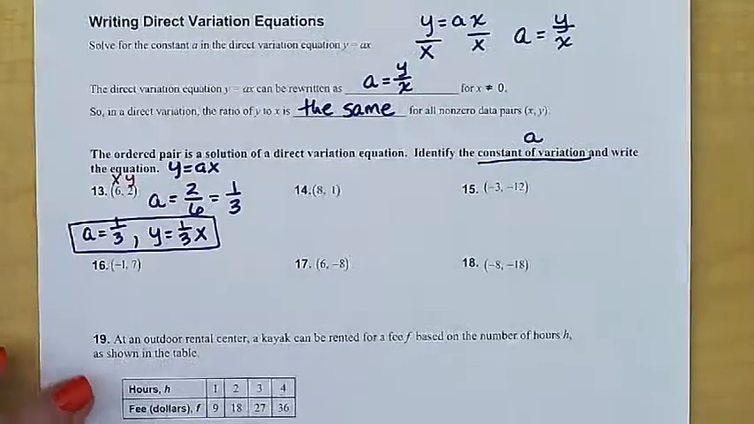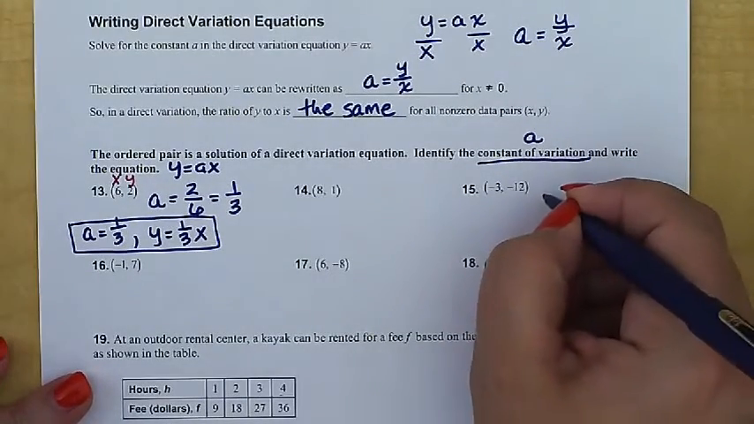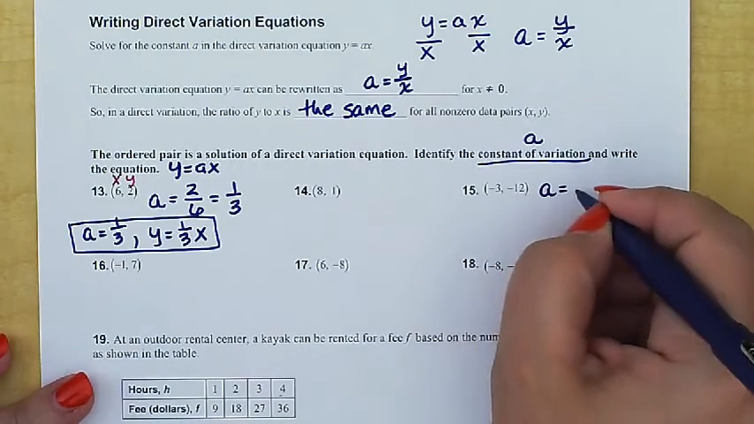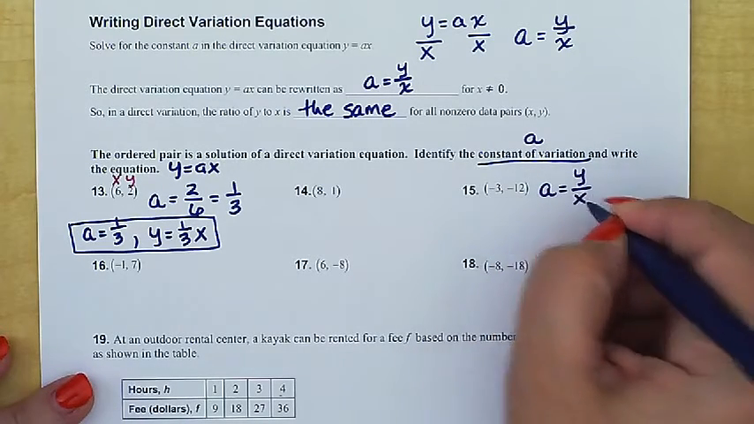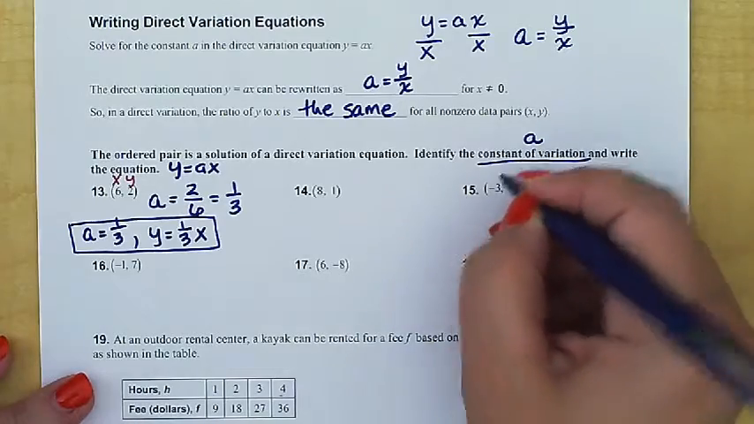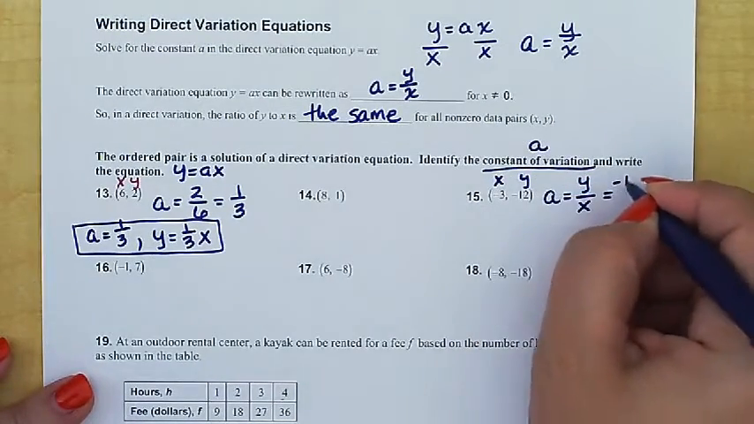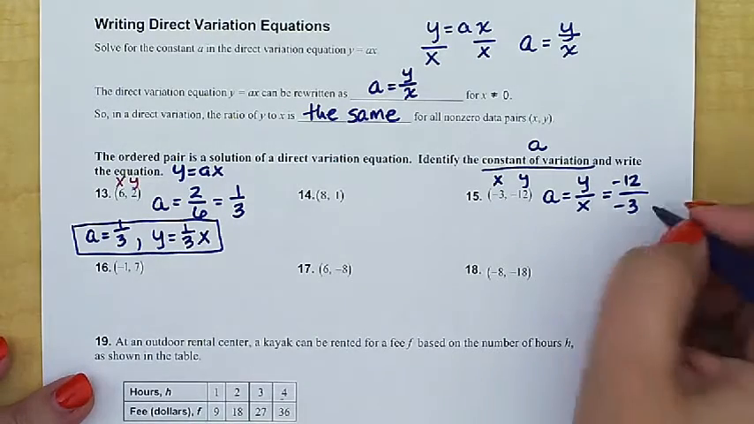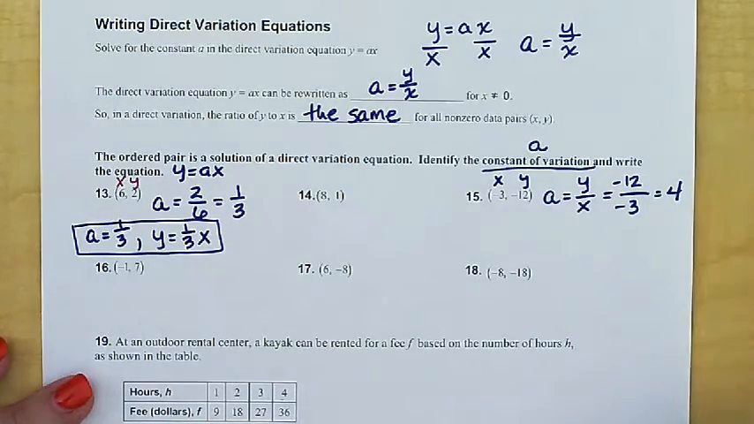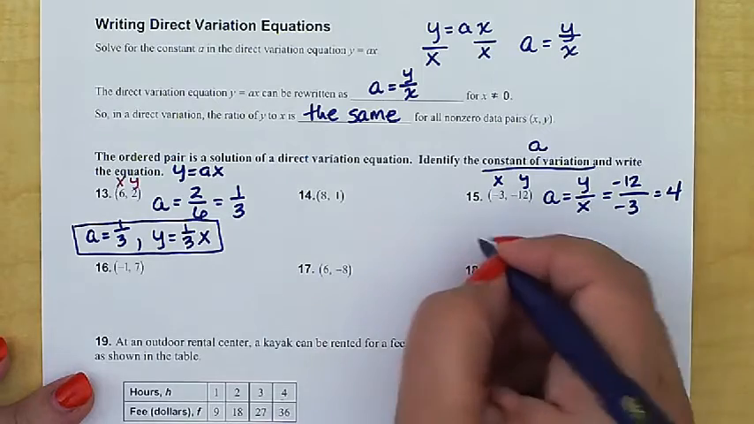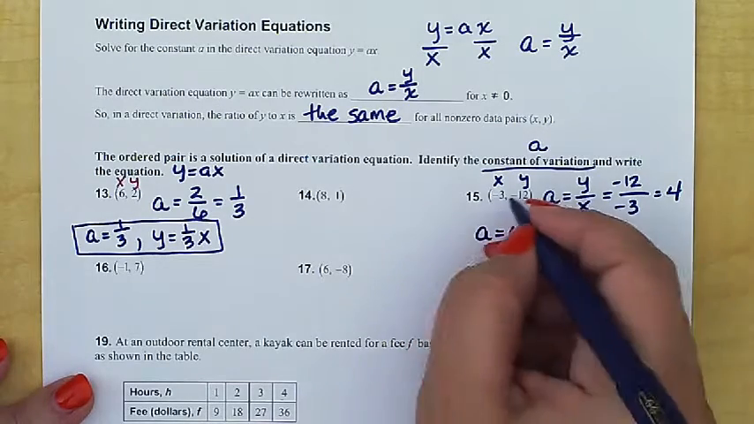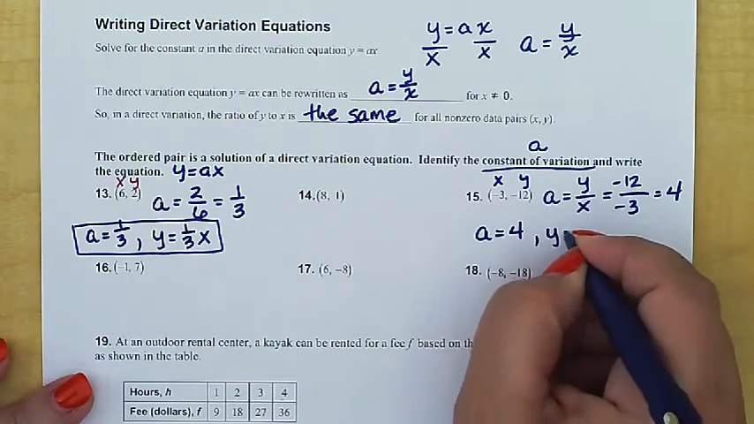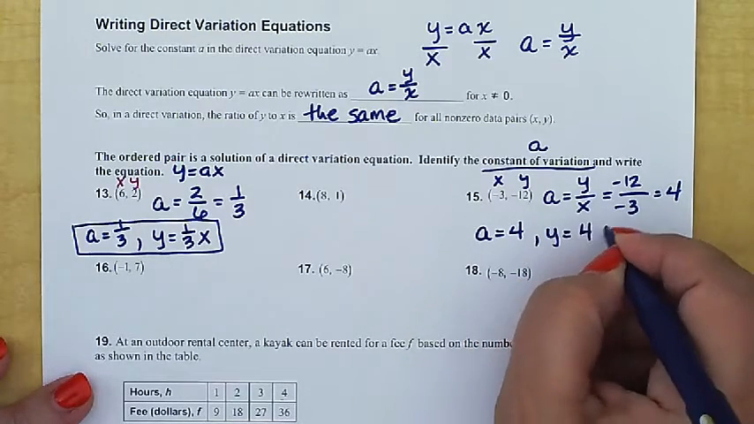So let's try number 15 here. If we use the same logic, since we already know this is direct variation, we know that the ratio of y over x will always reveal a. And in this case, y is -12 and x is -3. And then you reduce that if possible. That does reduce to a +4, right? And so we can now conclude, okay, perfect. Then the constant of variation for the equation that passes through that point is 4. The full equation is just y equals 4x.